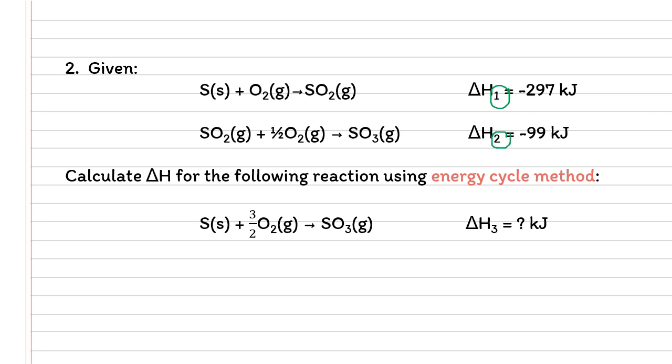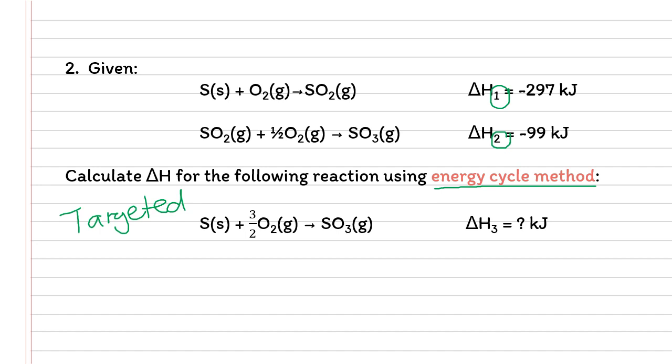So we want to calculate the delta H for the following reaction using the energy cycle method. Since this question already tells you to use the energy cycle method, if you choose to do the algebraic method, you won't be given marks. So we have sulfur reacting with 3/2 oxygen gas to give you sulfur trioxide. The one that we don't have any value for its enthalpy is our targeted equation.